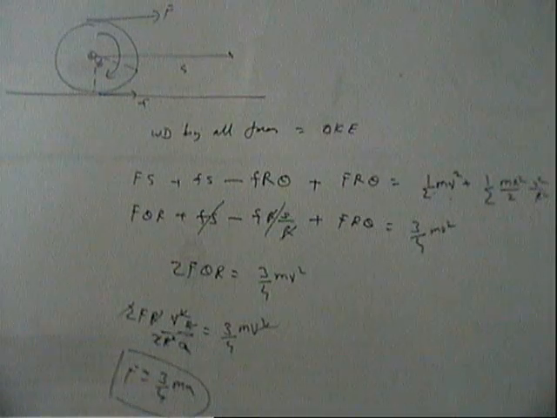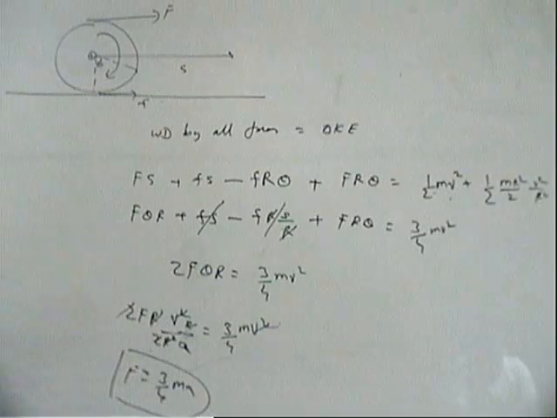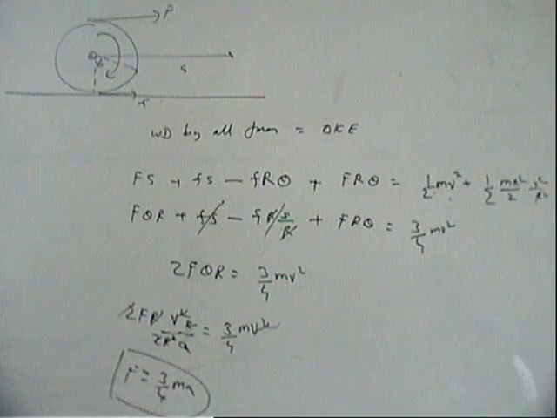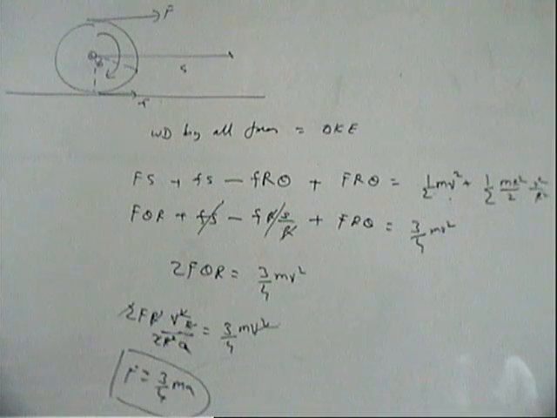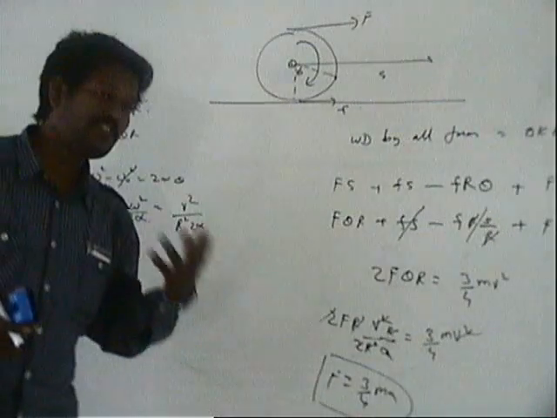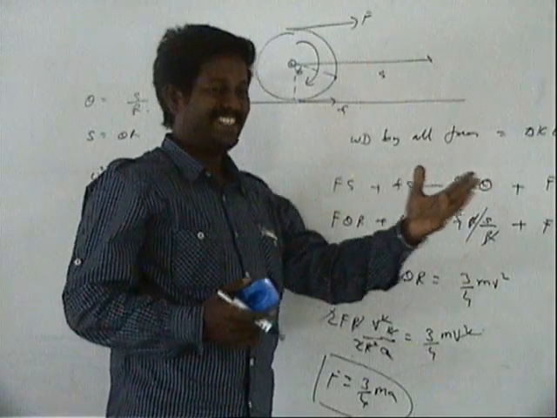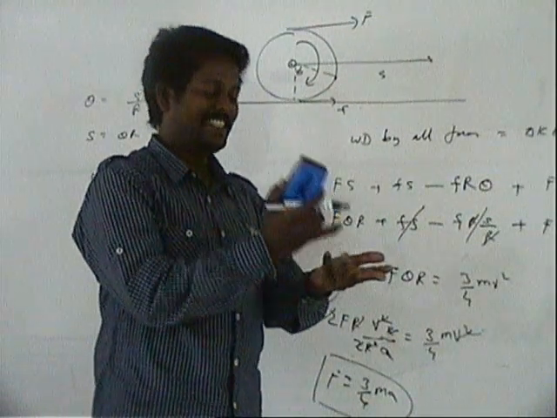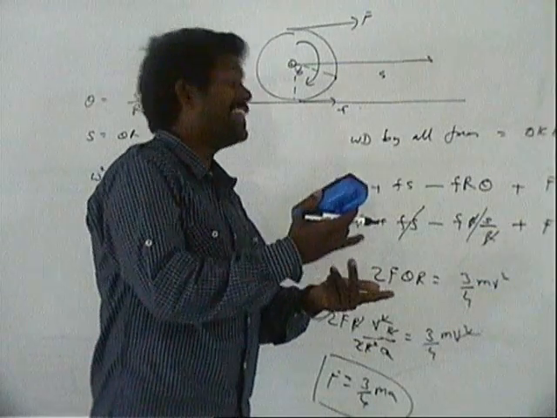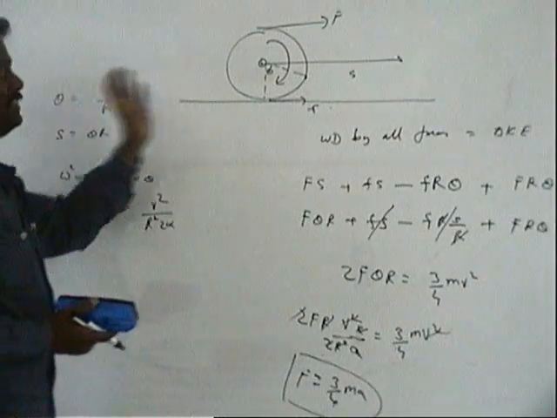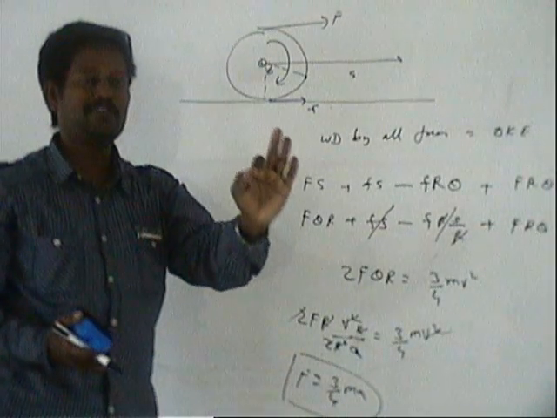In certain areas, we can use work and energy conservation. In certain areas, force equations are very easy. In certain areas, torque equations are very easy. So we solved it in three ways: taking torque about the point of contact, taking it about the center of mass, and using energy conservation. And whenever there is pure rolling, work done by friction is zero.